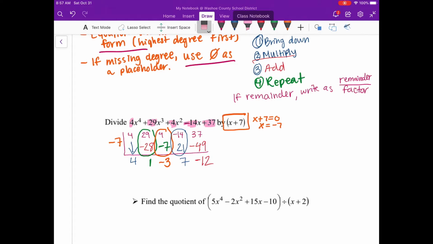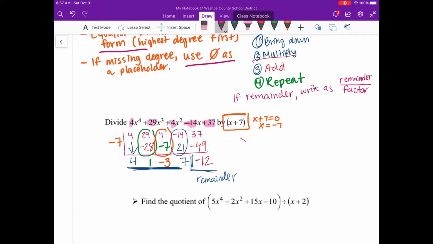Okay, so we said that the very last number would be our remainder. This is going to be my remainder. So I need to remember that my remainder is going to be written as a fraction. So when you divide the polynomial using synthetic division, these are going to be new coefficients for your answer.